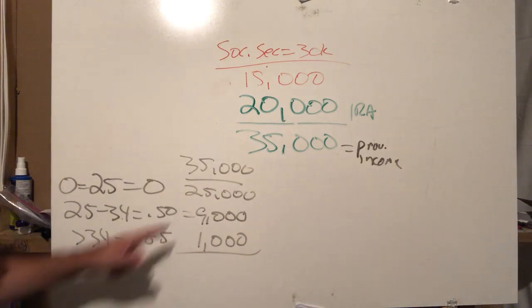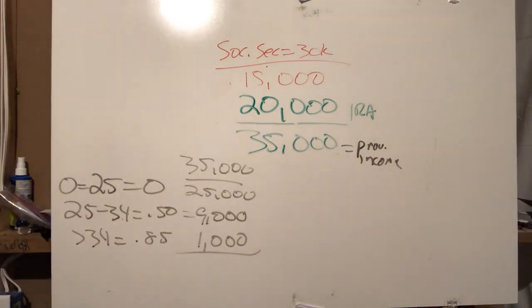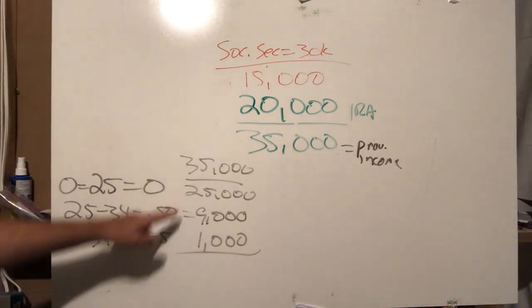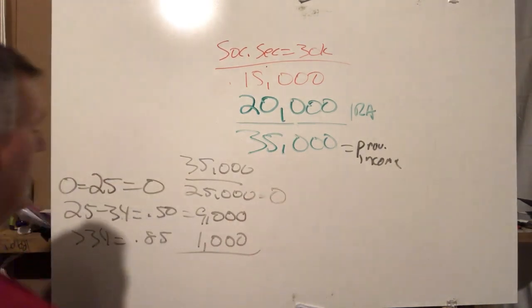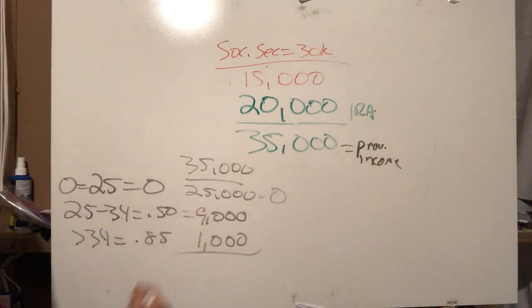That makes sense. So 25, is that right? Plus, yeah, right. So 34, 35. There you go. So 35,000. The first 25 is 0. So we go equals 0 here. We're going to go 9,000 times 0.5.